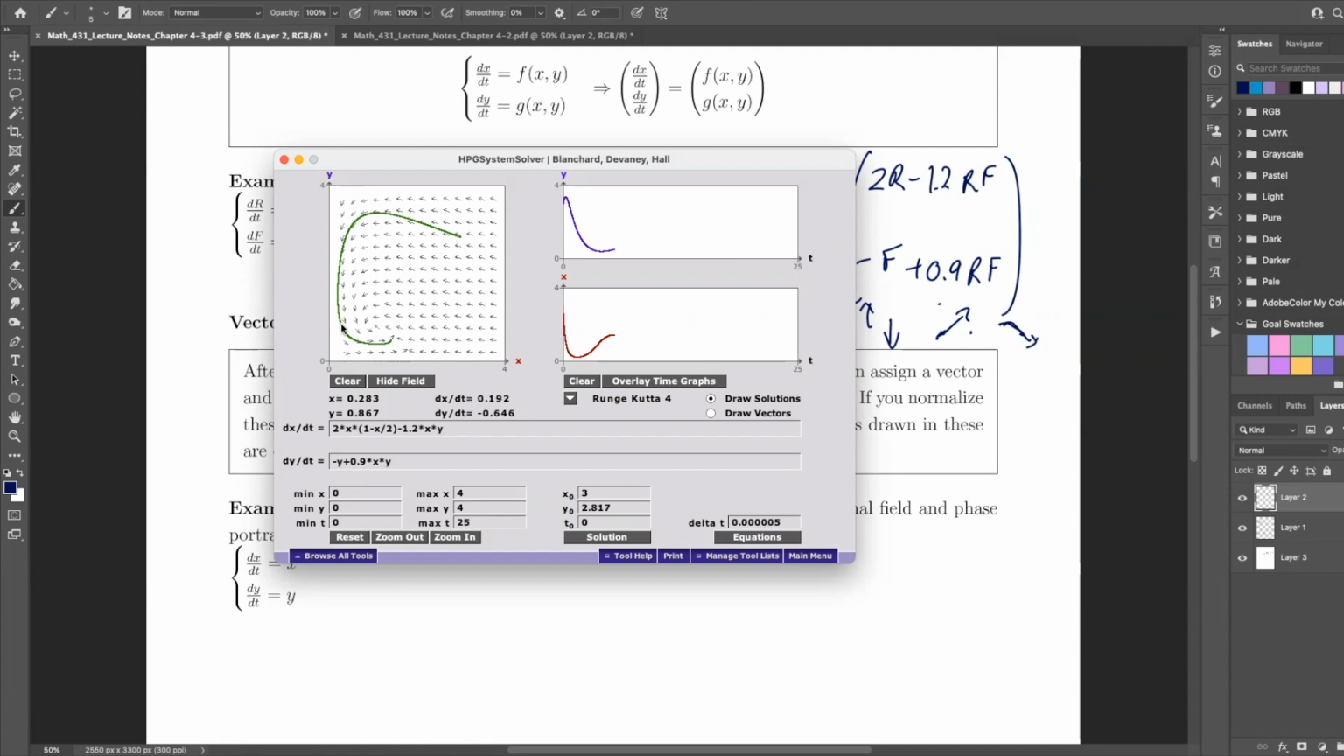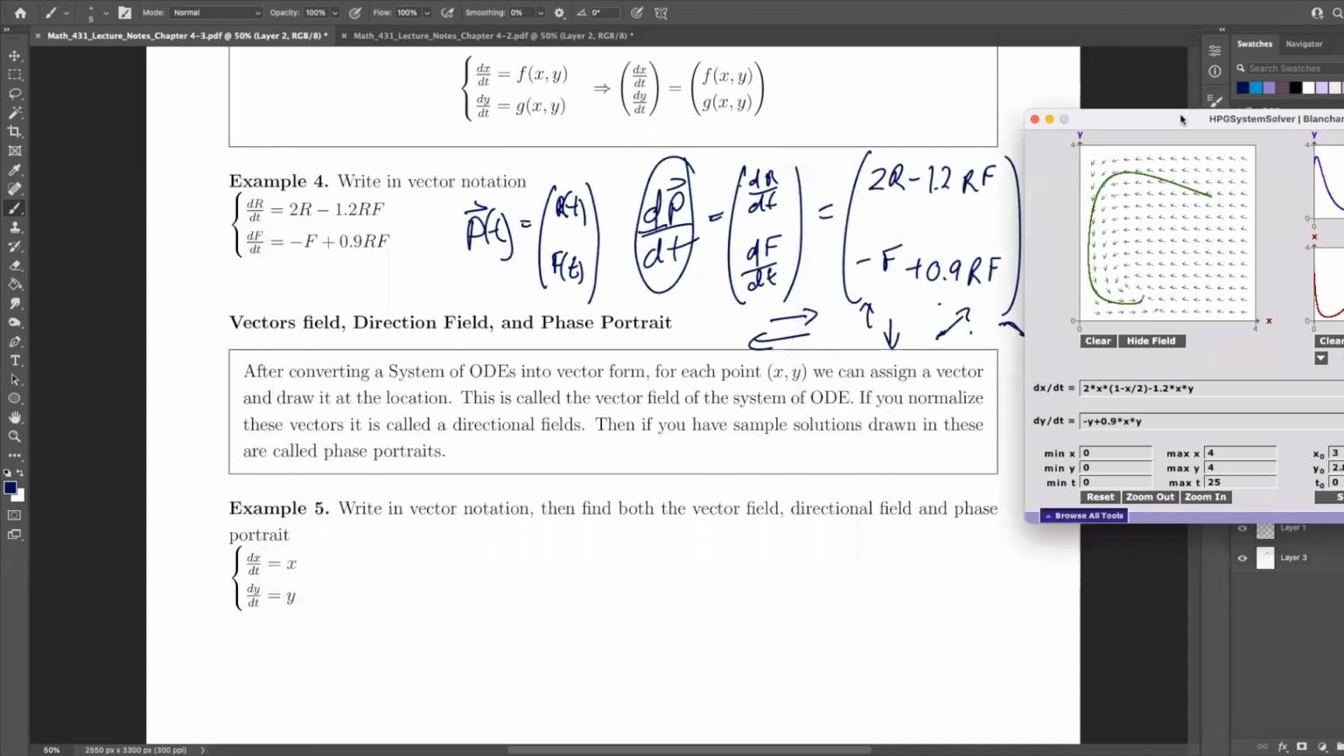And then here I curve around, and now my rabbit population is going up while my fox population is going down. So right here in this curve, and then it comes up. And so this is how we make this.